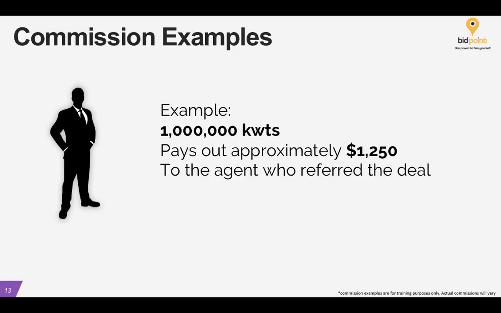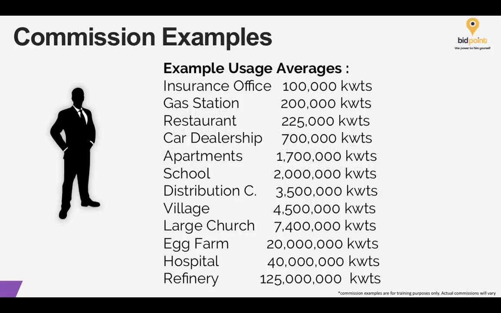All right, so as an example, and we're going to use just the electricity as an example, for every million kilowatts, you're going to be earning approximately $1,250 on the usage. So if it's a million kilowatts annually, that would be $1,250 annually. If it's a million kilowatts monthly, $1,250 monthly. You get the example, right? For reference, you may want to write this down.